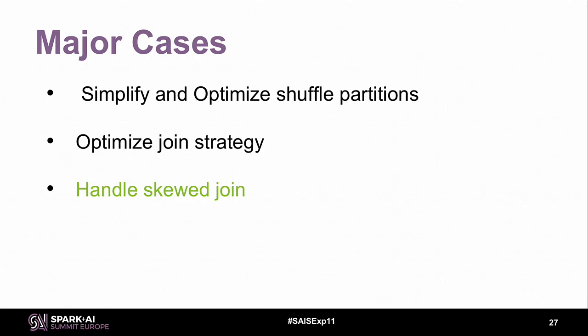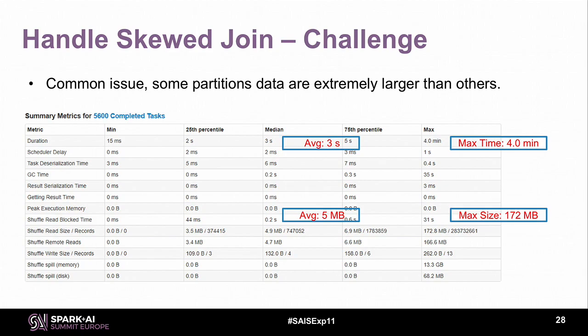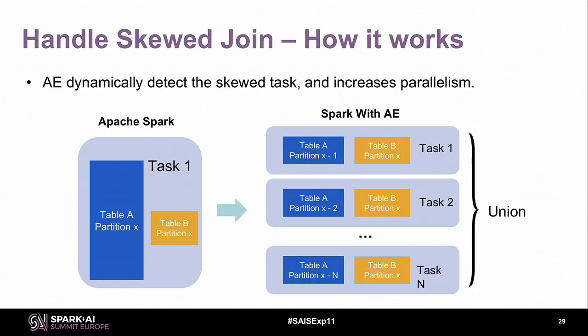Okay, another key function of the adaptive execution is to handle the data skew. Data skew is a common issue. It means some partitions' data are extremely larger than others, so these tasks will run much slower, which drags down the whole query performance. Data skew is difficult to handle because it is quite hard to detect at runtime. AE knows the runtime partition size, so it can detect the data skew easily during the execution. And then the AE can dynamically increase the parallelism for the skewed task.